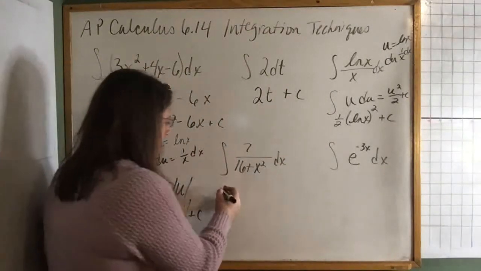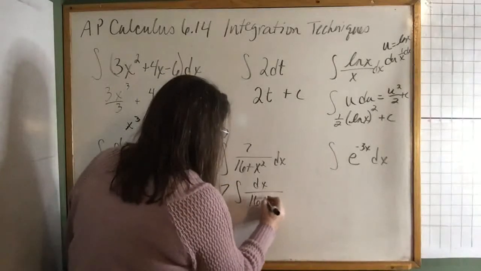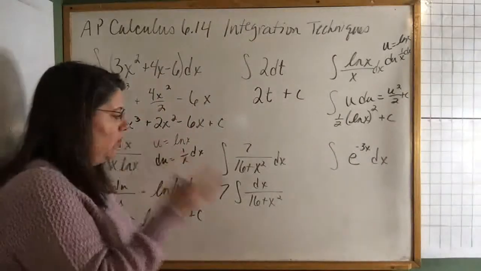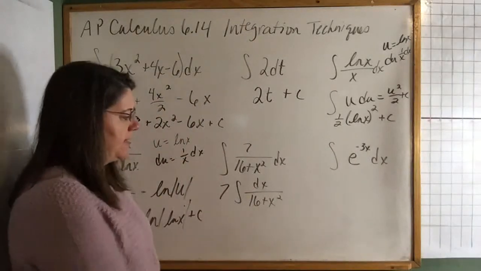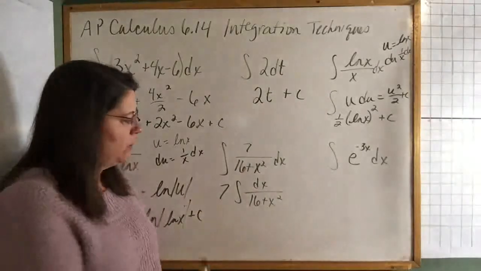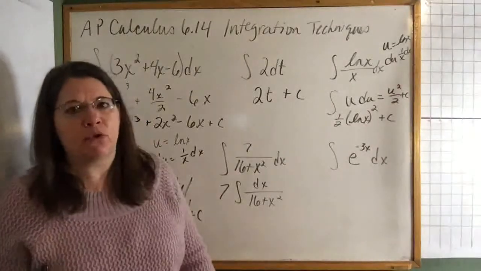For the next one, if you look at this, that's 7. It can be brought outside. So I've got dx over 16 plus x squared. I don't have the derivative over the original, because if I did, I'd have a 2x up here over my original. So I don't have any way of doing u substitution and making any sense out of this. So I need to think about my formulas.